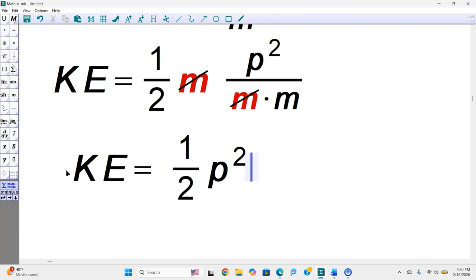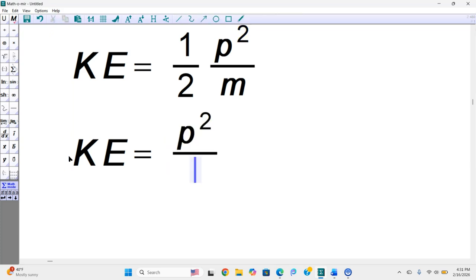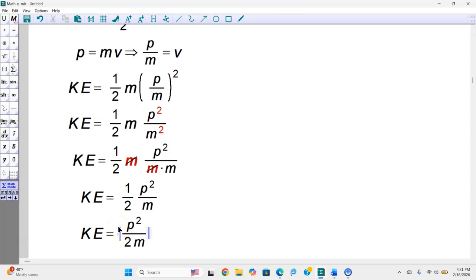So that's going to give us kinetic energy equals 1/2, the M is gone in the middle, and what's left is P squared over the remaining M, which means kinetic energy is now equal to 1 times P squared in the numerator, which is just written as P squared. And then 2 times M is just written as 2M. So there's another way of writing kinetic energy: P squared over 2M. Alright, here's all of the work.